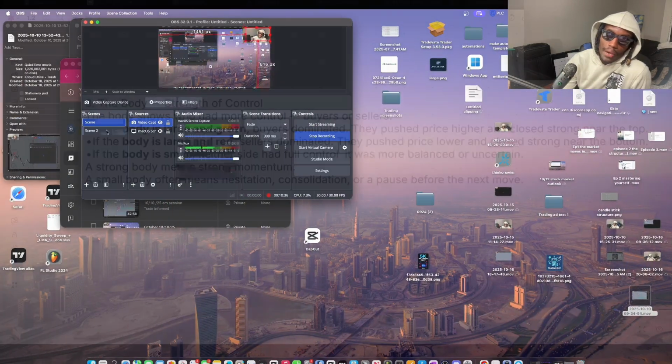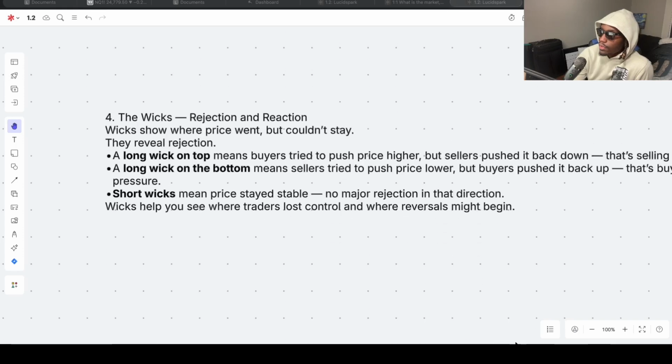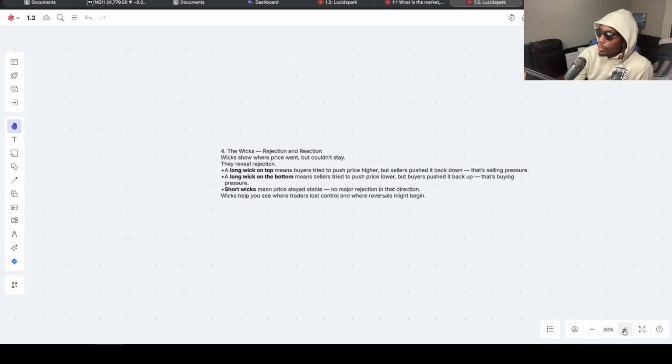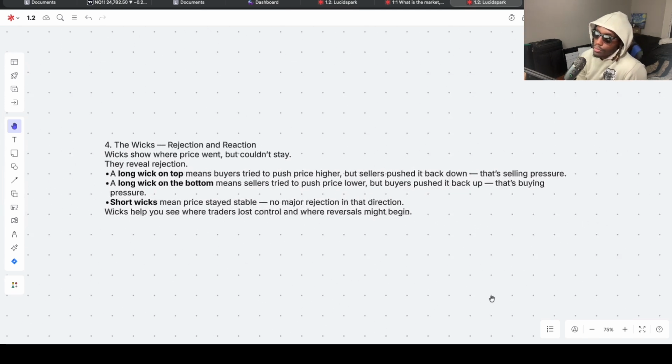All right, so now let's go to the wicks. The wicks are rejection plus the reaction. The wicks show where price went but couldn't stay. They often reveal a rejection. A long wick at the top means buyers tried to push price higher, but sellers pushed it back down. That's selling pressure. A long wick at the bottom means the opposite: sellers tried to push it lower, but buyers pushed it back up. That's buying pressure. And short wicks just mean that price stays stable.